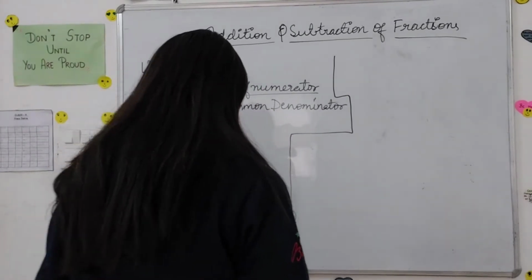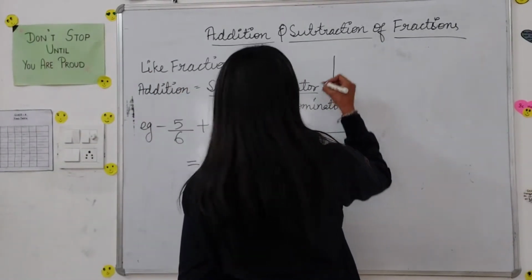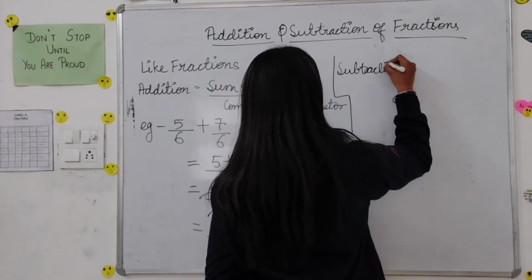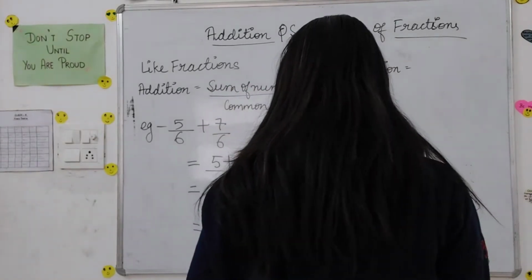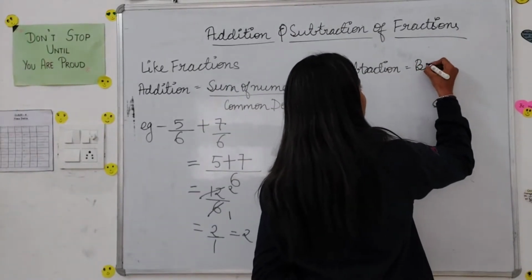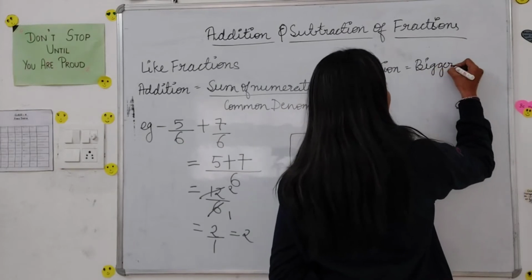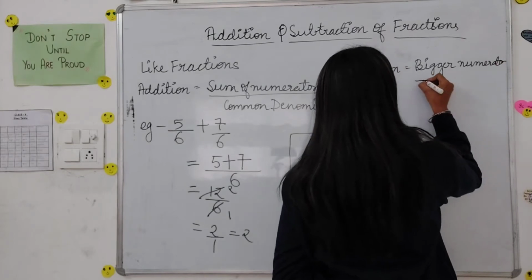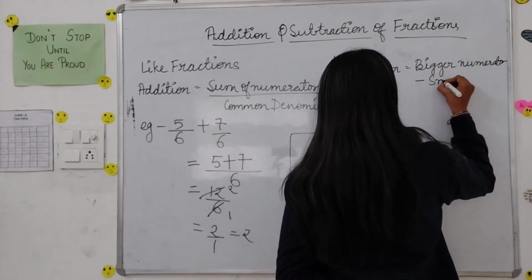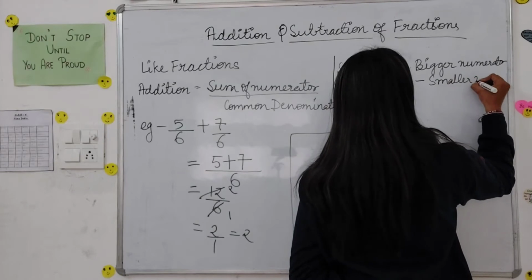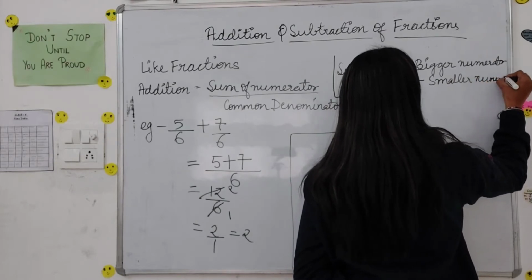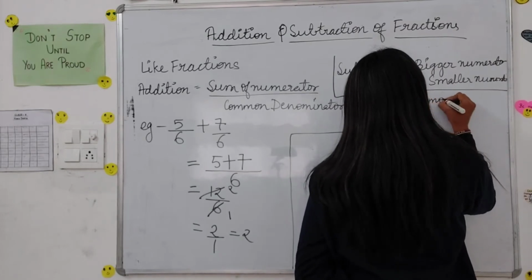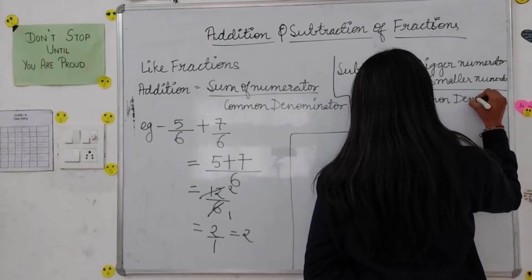And if we have to subtract, for subtraction we have the formula: bigger numerator minus smaller numerator upon common denominator.